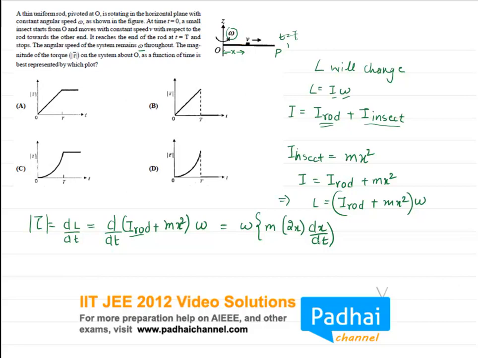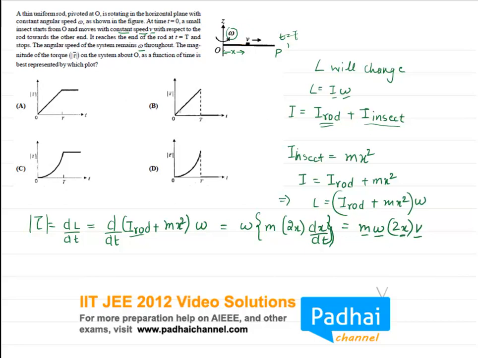Right. Now dx by dt is given to us as what? This is the velocity of the insect, because it moves at constant speed v. So that means this will be equal to m into omega into 2x into v, right? Now m is constant, mass of the insect will be constant, omega is constant, it is given in the question, v is constant, but x, it is changing with time, right?